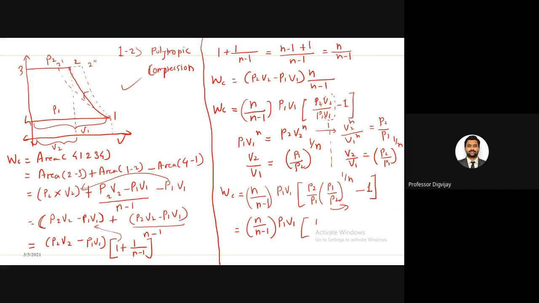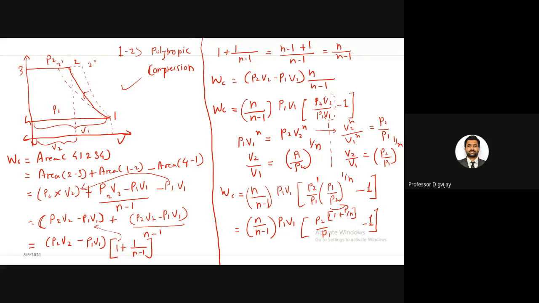Inside the bracket, P2 by P1. So here the hidden power is 1. If nothing is there in the power, that means there is a 1. Simply there will be a summation of 1 plus 1 by n minus 1.